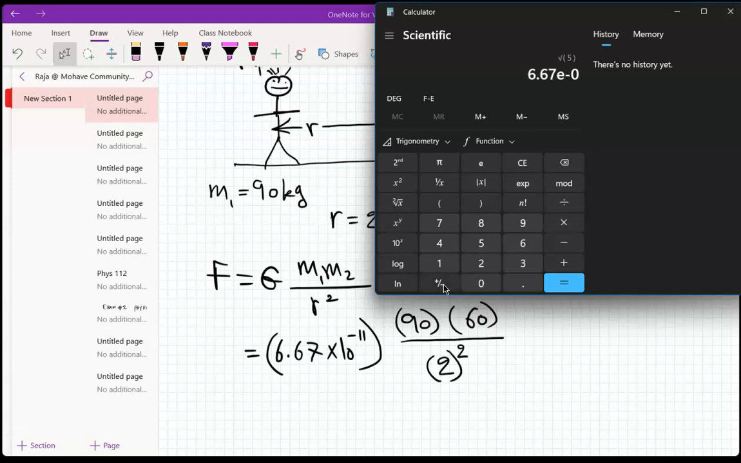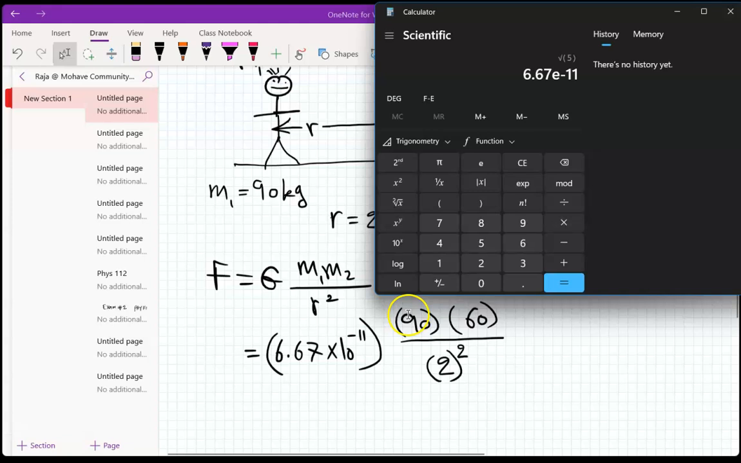So I want the minus, so you put it in minus, and then I'm going to put 11, 1, 1, and there we go. So this number, 6.67 times 10 to the power negative 11, equals 6.67 E negative 11. So remember, the E here means times 10 to the power of. You got that? Anyway, so we have that.